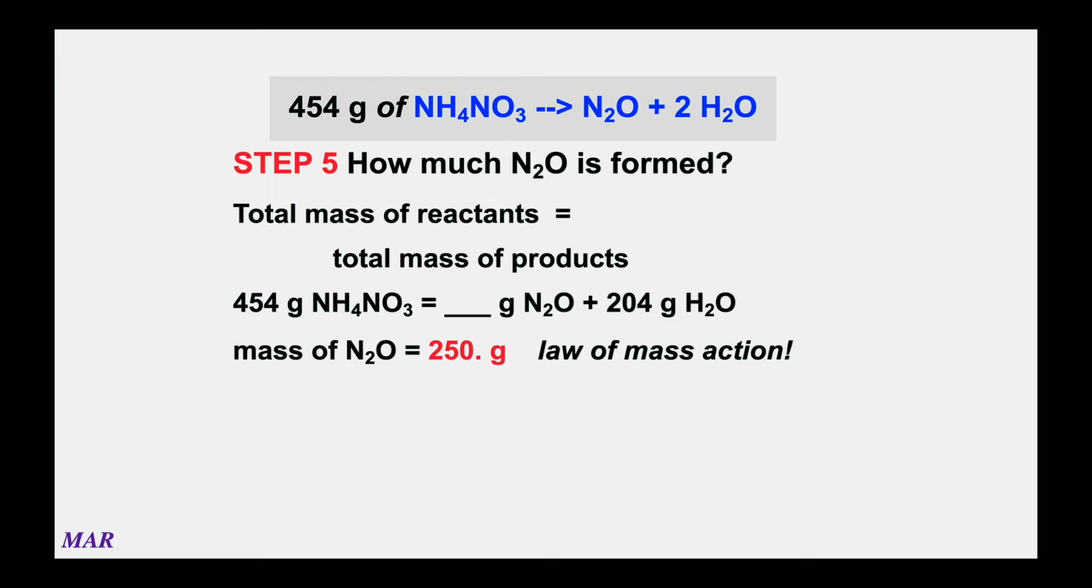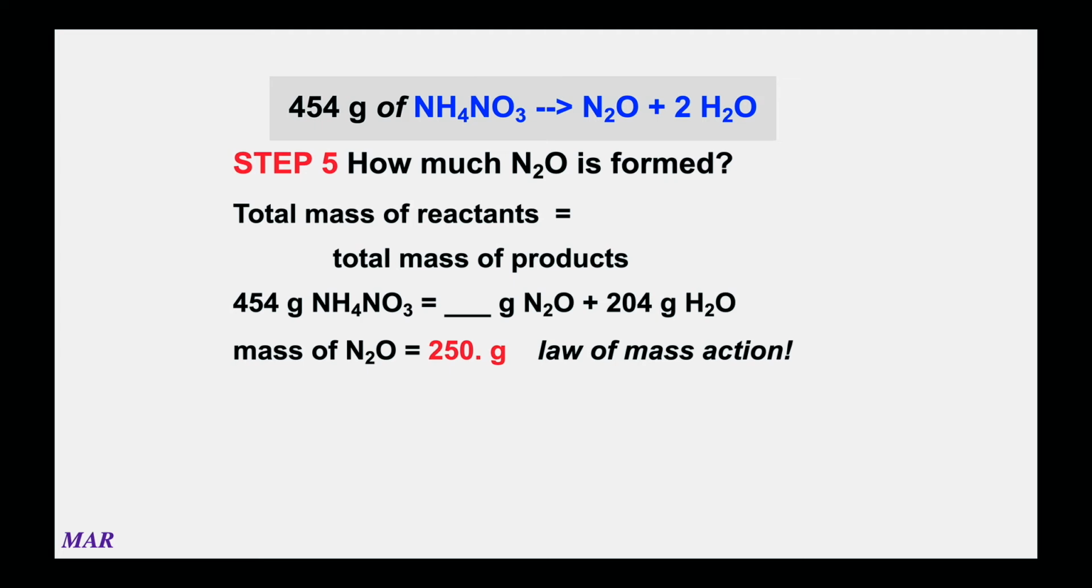Now, if we put in 454 grams of ammonium nitrate and matter cannot be created or destroyed, that means that on the product side, we're going to have a total of 454 grams. And we already calculated that there's 204 grams of water created. So notice that 204 is a lot less than 454. Where did all the rest of the mass go, Dr. Russell? Oh, thank you, whoever asked in the back of the room. Yeah, the other mass is N2O.